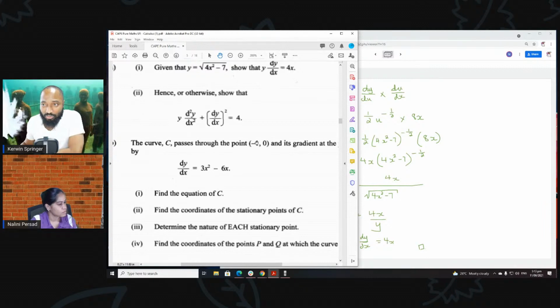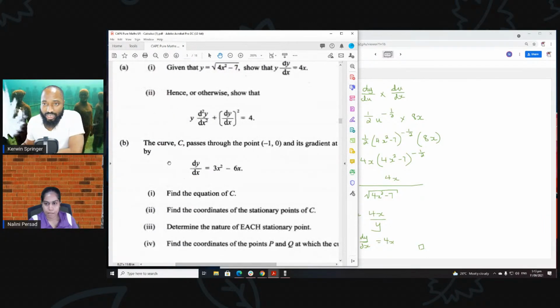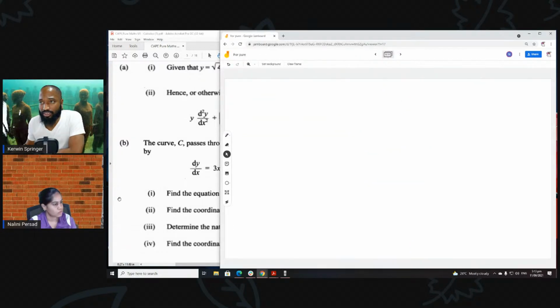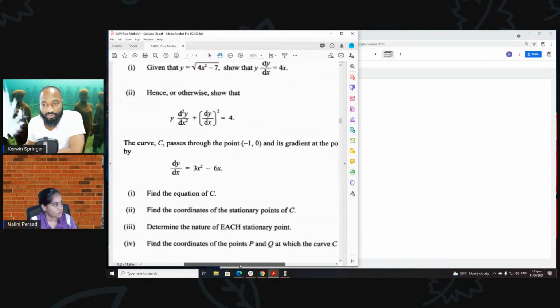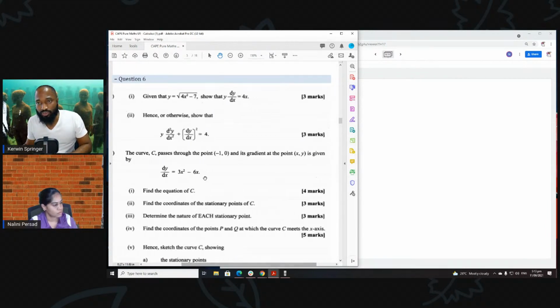The curve passes through the point -1, 0 and its gradient at the point xy is given by dy dx is equal to 3x squared minus 6x. Find the equation of C. What would be the operation for us to do here? Read the question. I'm gonna zoom out a little bit. Curve C passes through this point, and its gradient at the point xy is given by this. Find the equation of C.